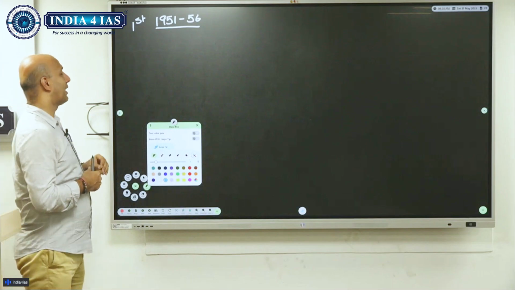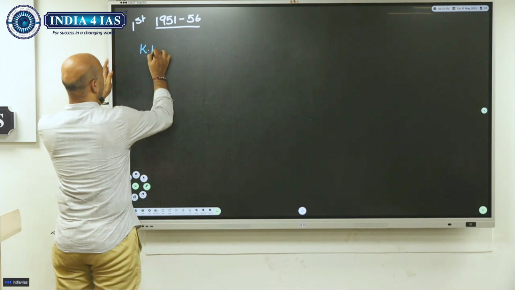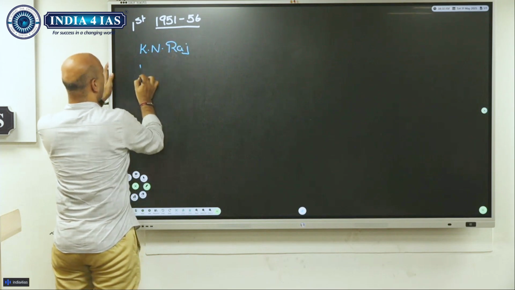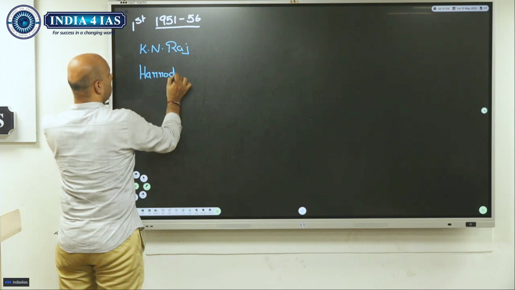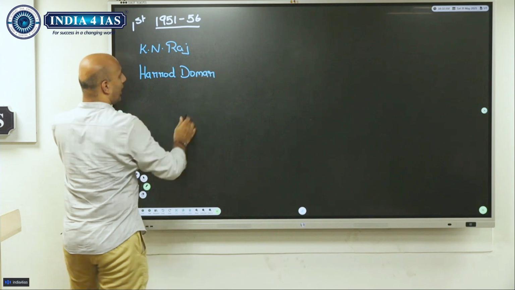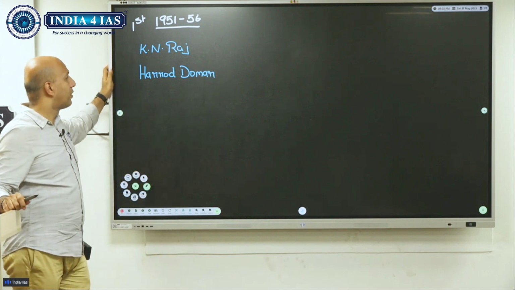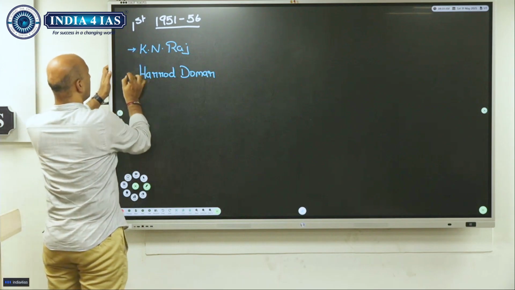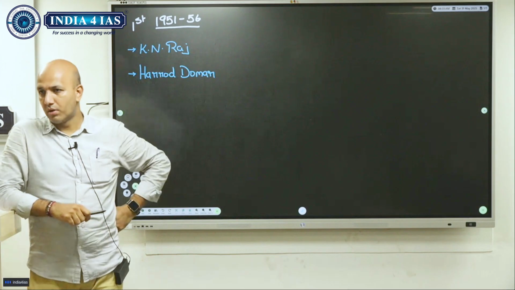The first five-year plan, the architect of the first five-year plan was K.N. Raj. We followed what was called the Harrod-Domar model. The architect of the first five-year plan was K.N. Raj, and we followed what is called the Harrod-Domar model.